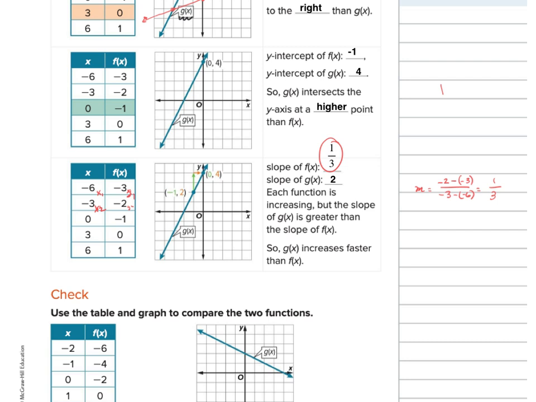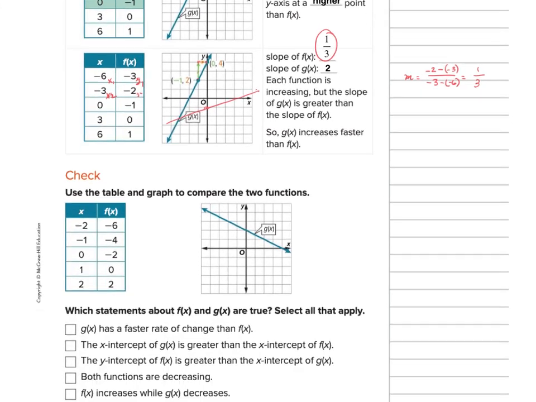And then the slope of g of x is simply up 2 over 1, so 2 over 1. So each function is increasing, but the slope of g of x is actually greater than the slope of f of x. So it would look something like this. Again, we can see the slope is not as steep. And there we have it.